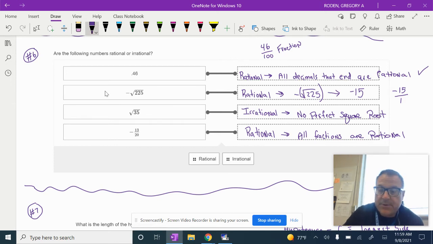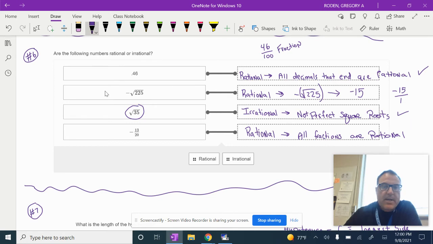Okay, the square root of 35. Is that rational? No, that is irrational. Okay, the reason why it's irrational is irrational numbers are non-perfect square roots. So that's one way you can get an irrational number, if it's a non-perfect square root. In this case, it's not perfect. If you look at your square root chart, there's 25, there's 49, but there's 36, right? But there's no square root of 35, so that would be irrational. And the reason there is it's not a perfect square root.